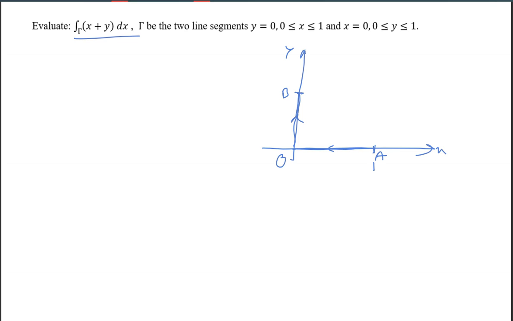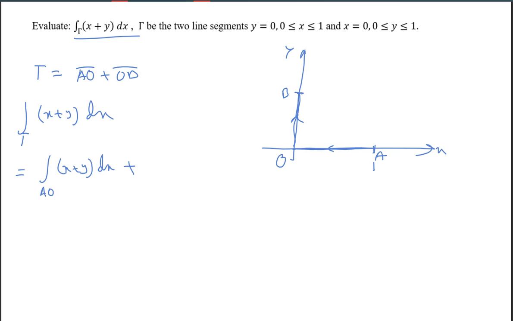So it is given as two line segments. From A to O, I can write gamma is equal to the line segment AO plus the segment OB. So the integration over gamma of x plus y dx can be represented as the integration along AO of x plus y dx, plus the integration along OB of x plus y dx. Sorry, not dy, dx.